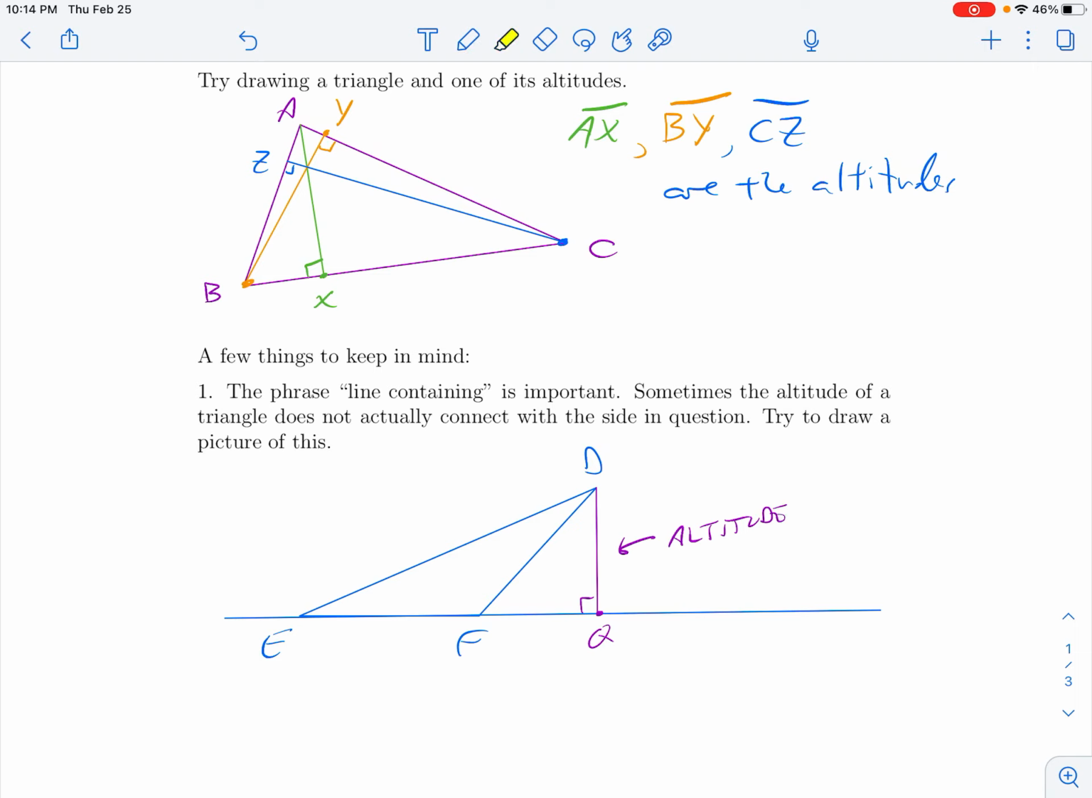So in this case, the altitude actually lives outside the triangle. It's allowed to do that. It still measures how tall this triangle is. But it's like the triangle is sort of leaning to the side, so we actually have to be on the outside to drop straight down and measure the height.